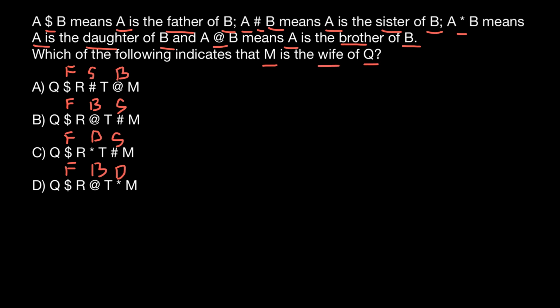Now we can solve our problem, and the question is, which of the following indicates that M is the wife of Q? So let's solve the first answer. What does this answer show us?